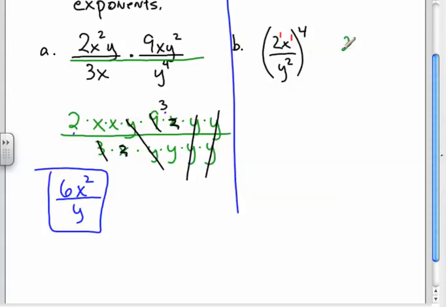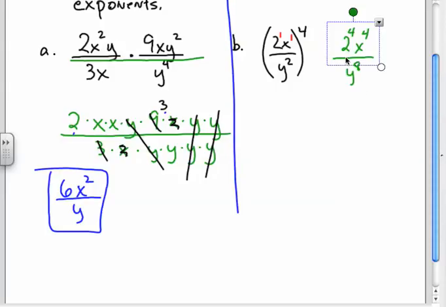Now the new fraction is 2 to the 4th, x to the 4th, because I multiply exponents that are separated by parentheses, over y to the 8th. Okay, can I simplify that at all? I can't simplify the variables, right? Because I don't know what x is, so I can't multiply it 4 times. I don't know what y is, I can't multiply it 8 times.